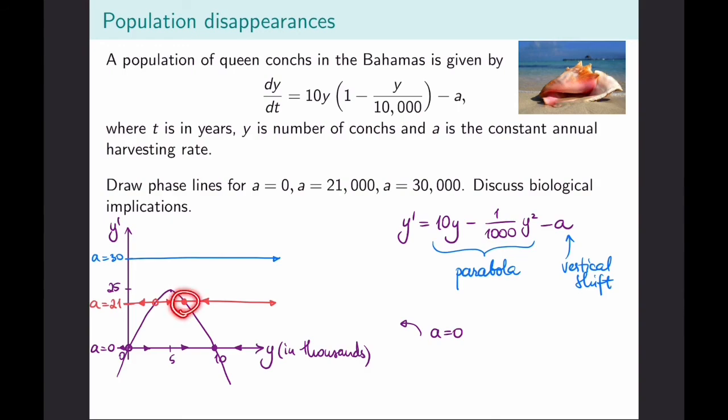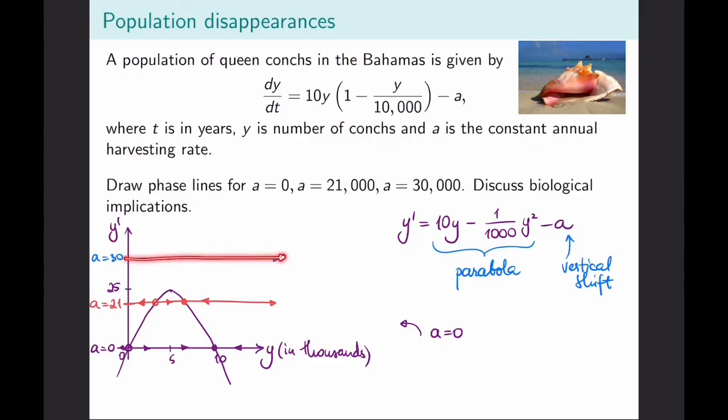So I still have a steady state for the population, a stable steady state, but it's now less than 10,000. Notice that this one is more to the left. So the population can survive and approach some number, but it's not going to be as high as 10,000 as it was before. For a equals 30, I now have this as my phase line and no graph at all to even think about.